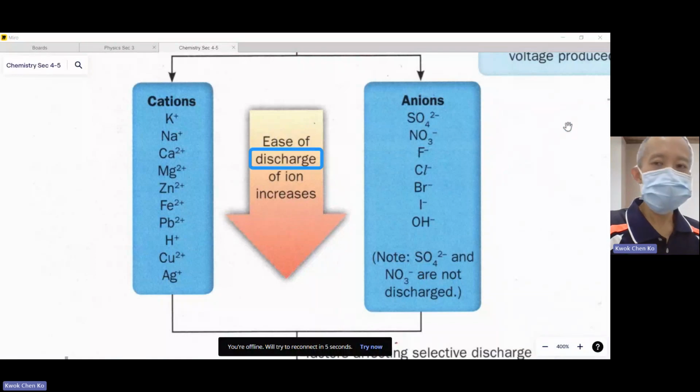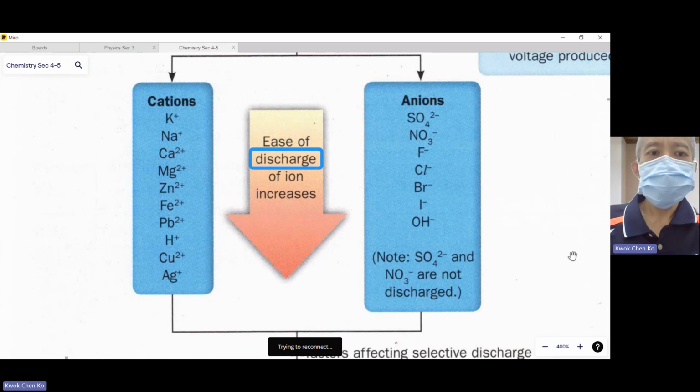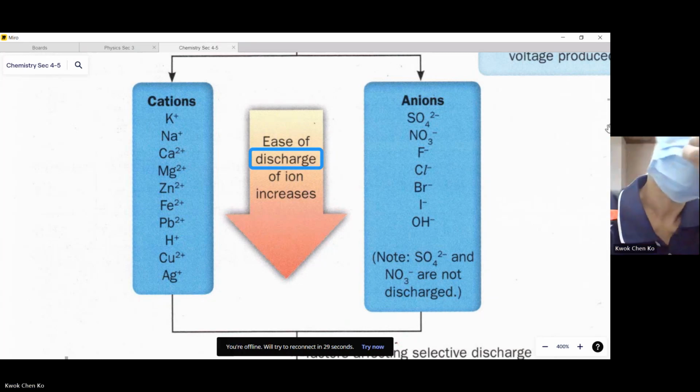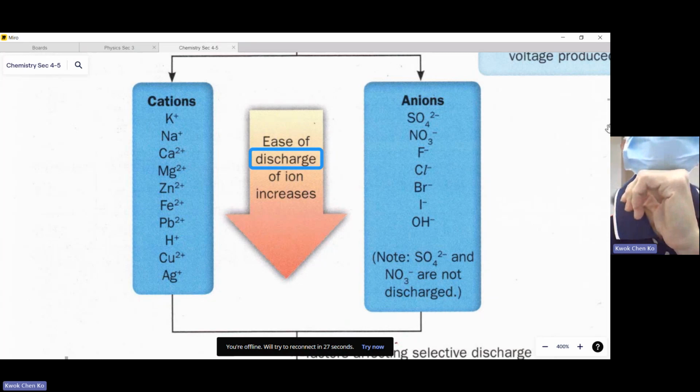But look at this portion. You see a list of ions, cations, and anions. I want you to look at this word, discharge. Now, discharge can either be oxidation or reduction. That's the meaning of discharge. Discharge can either refer to oxidation or reduction, depending on the electrode.